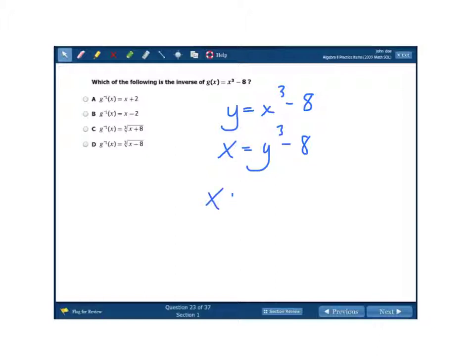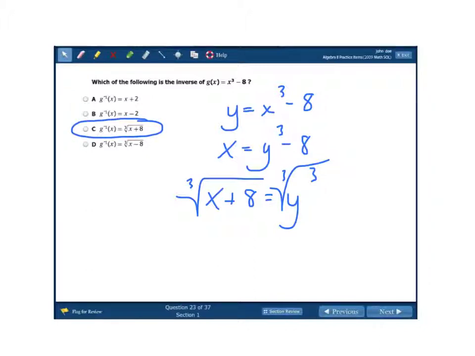So add 8 to each side. x plus 8 equals y cubed. Take the cube root of both sides. Cube root of the quantity x plus 8. C is our answer. That was fast. That was like 30 seconds for that one.